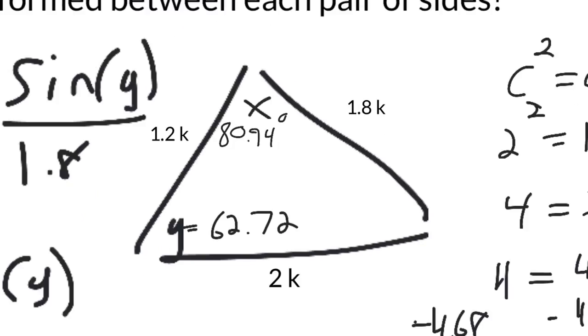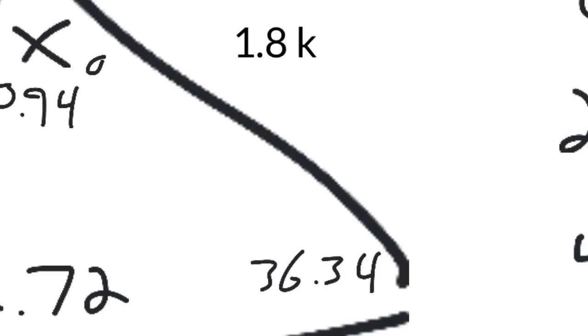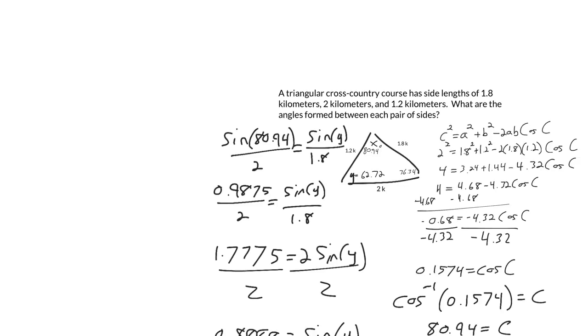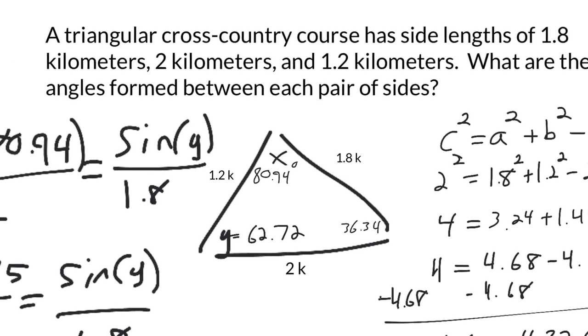To find the last angle, you've got 180 degrees for the whole triangle. So take 180, subtract 80.94, subtract 62.72. We've got 36.34 degrees there. So there, we found all the angles formed by each pair of the sides.